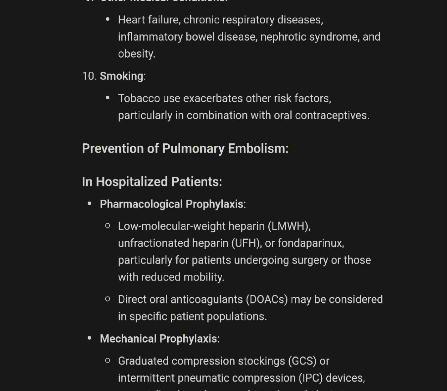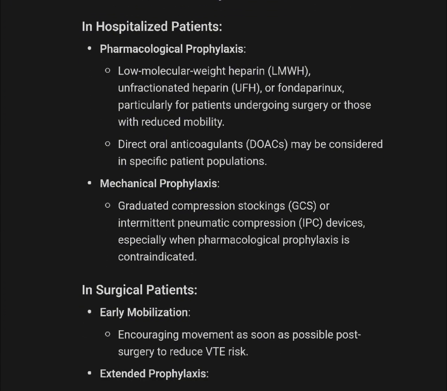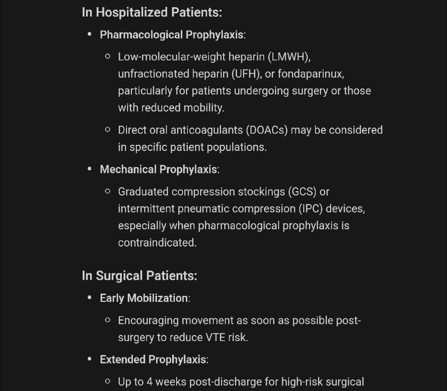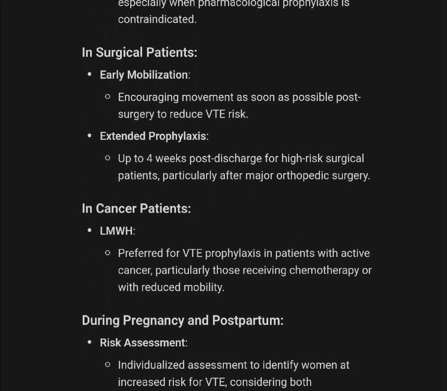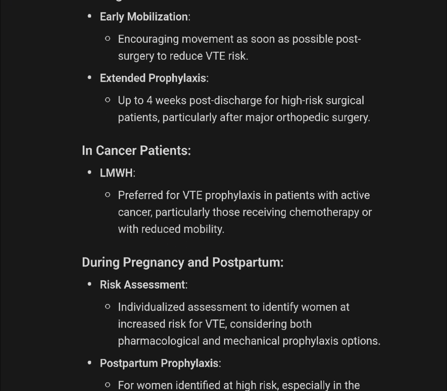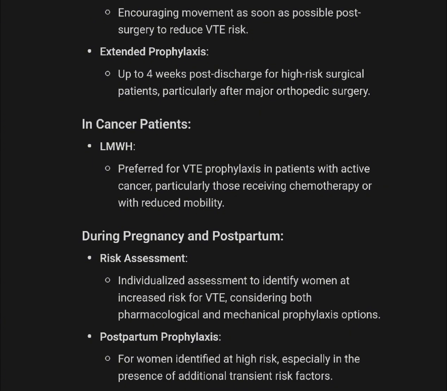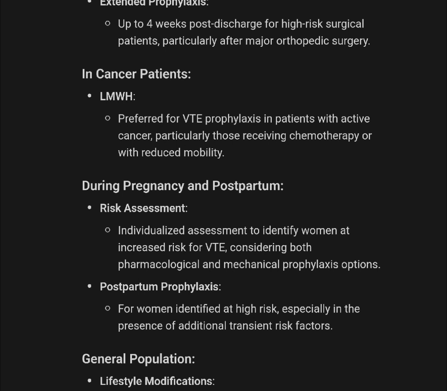Prevention of pulmonary embolism in hospitalized patients. Pharmacological prophylaxis: low molecular weight heparin, LMWH, unfractionated heparin, UFH, or fondaparinux, particularly for patients undergoing surgery or those with reduced mobility. Direct oral anticoagulants, DOACs, may be considered in specific patient populations. Mechanical prophylaxis: graduated compression stockings or intermittent pneumatic compression devices, especially when pharmacological prophylaxis is contraindicated in surgical patients. Early mobilization: encouraging movement as soon as possible post-surgery to reduce risk. Extended prophylaxis up to 4 weeks post-discharge for high-risk surgical patients, particularly after major orthopedic surgery.